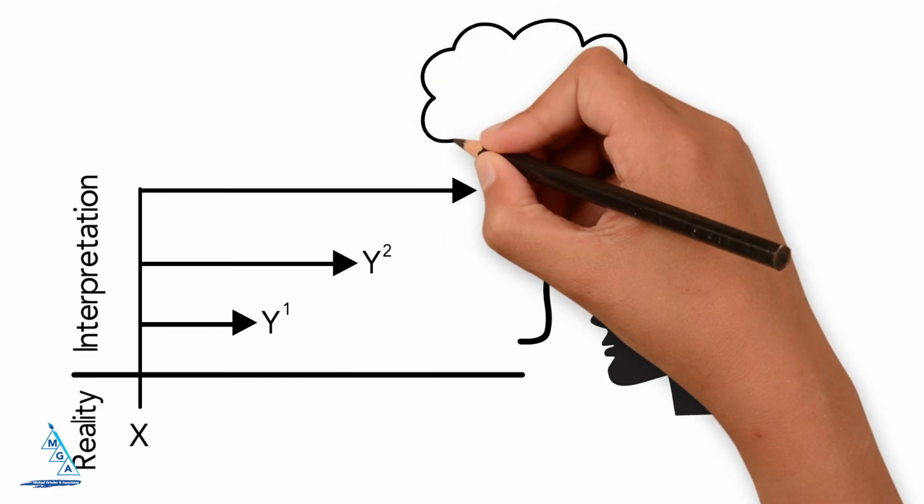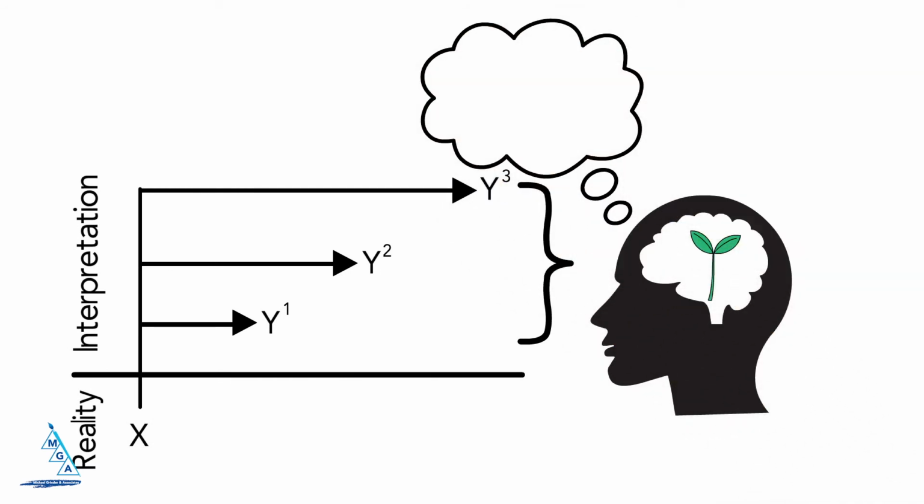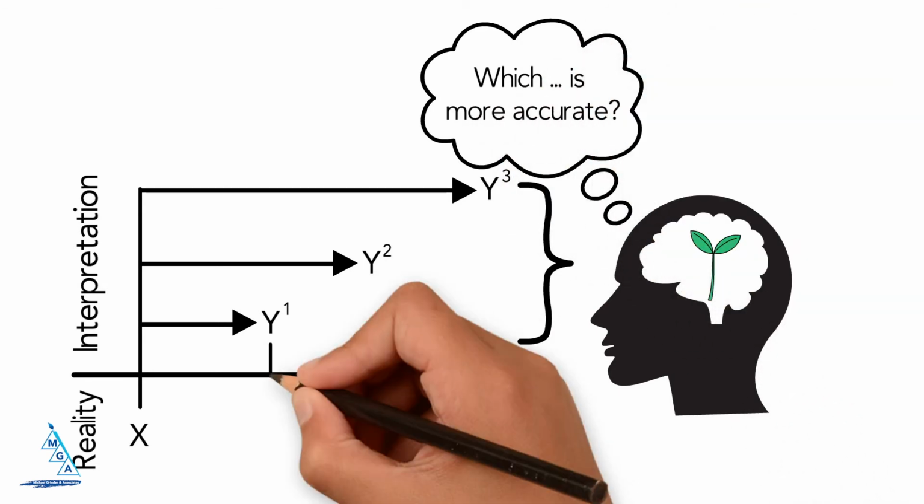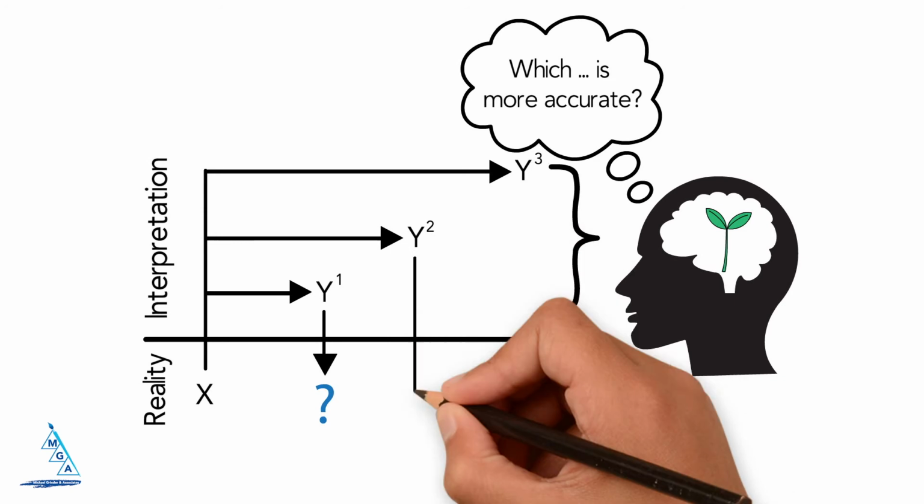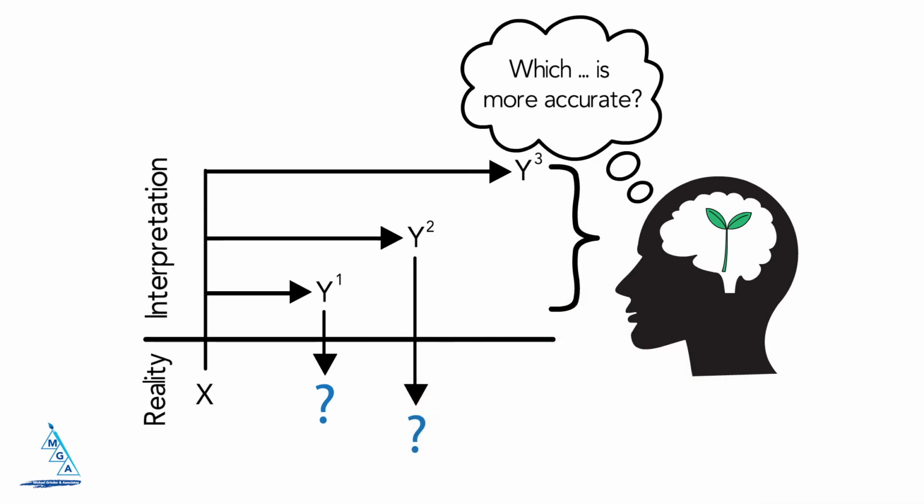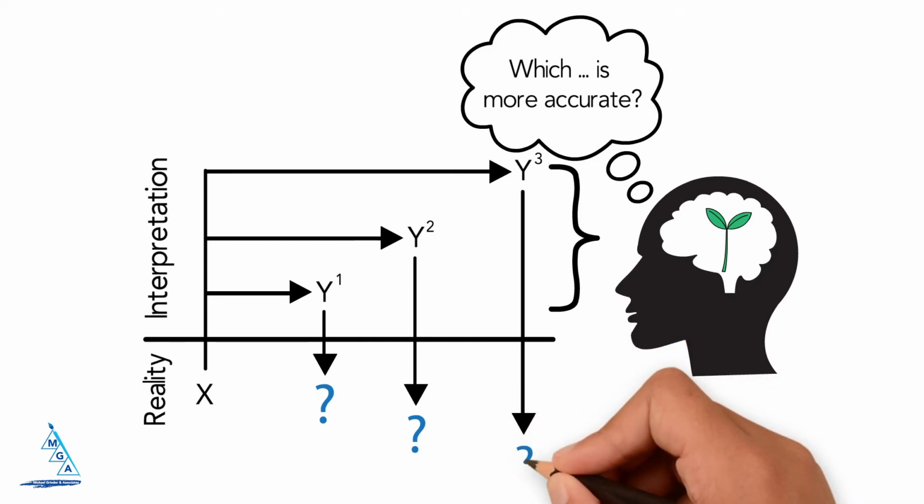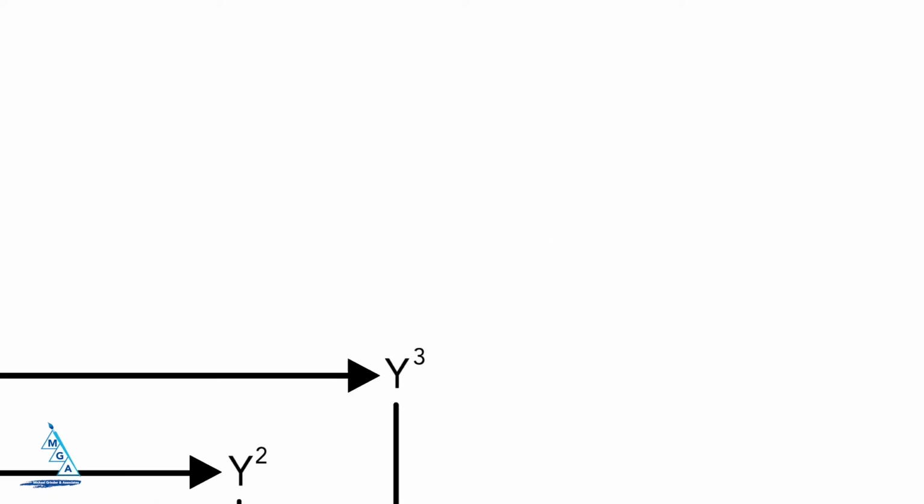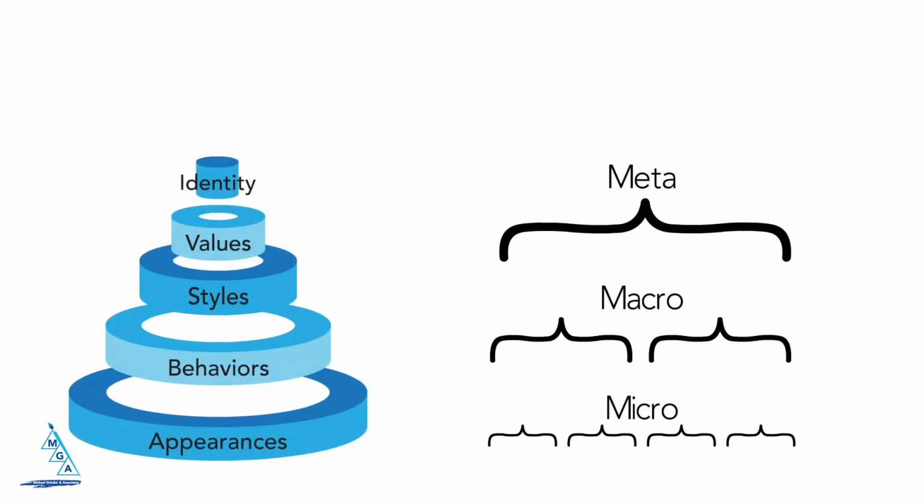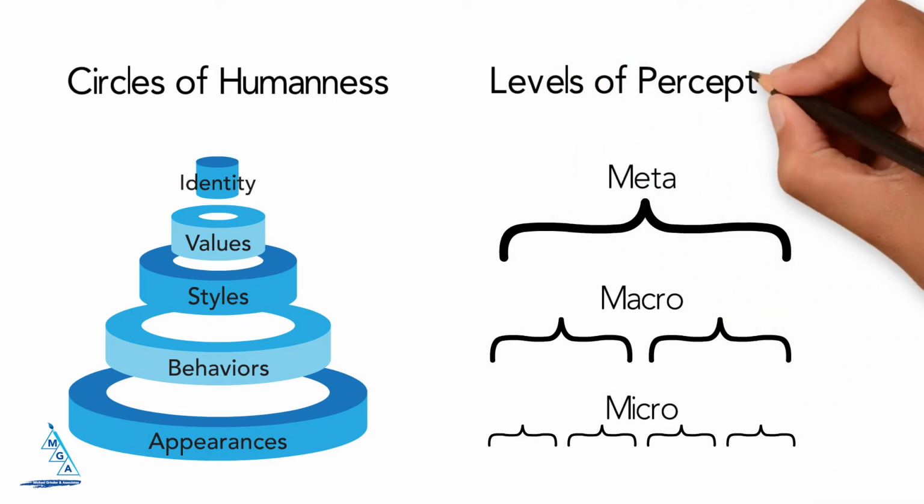Having three possible interpretations leads you to ask, how do I know which of the three is more accurate? If the first interpretation is true, what would we see next in reality that would support that interpretation? Do the same question for the other two interpretations. What would we see next in reality that would support each of the interpretations? Simply the beauty of this process is that you cannot stay in the world of interpretations. You have to go back down below the line into the world of reality. To further understand the accuracy of interpretation, see our clip, Circles of Humanness and Levels of Perception.